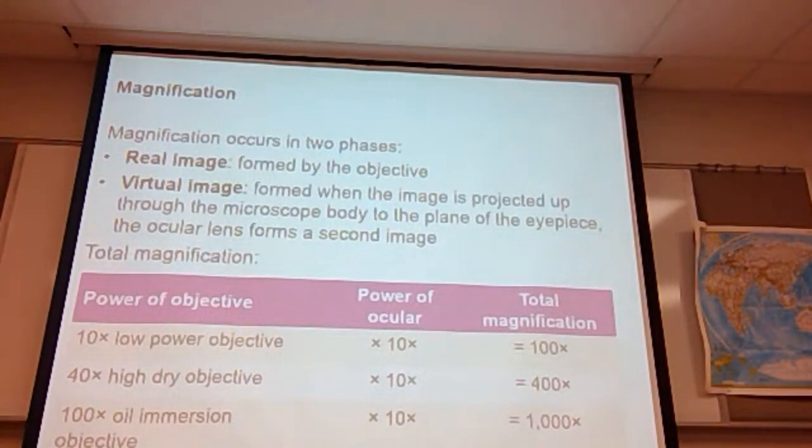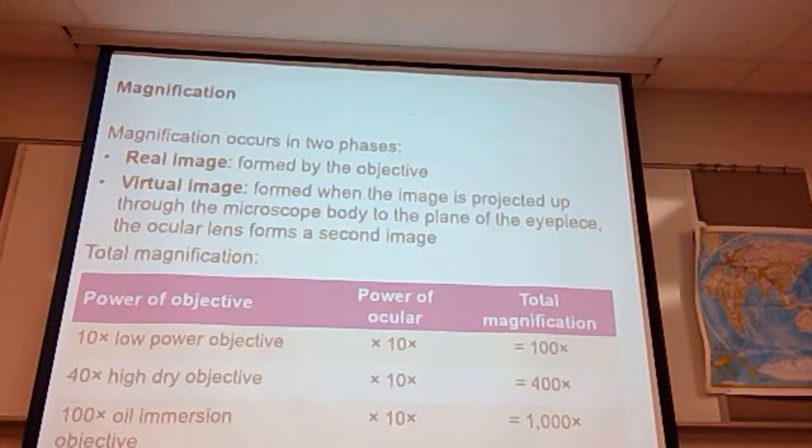Magnification occurs in two phases. You have the real image, which is formed by the objective, and you have the virtual image, which is formed when the image is projected up through the microscope's body to the plane of the eyepiece. And the ocular lens then forms a second image. Total magnification is derived by taking the power of the objective lens, multiplying it by the power of the ocular, which is the eyepiece, and that gives you total magnification.